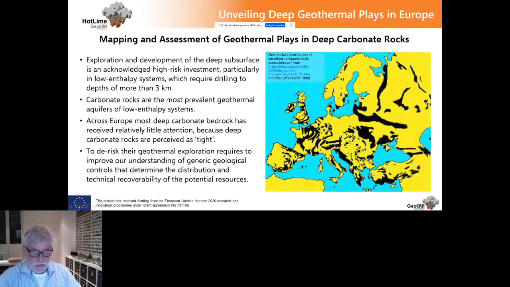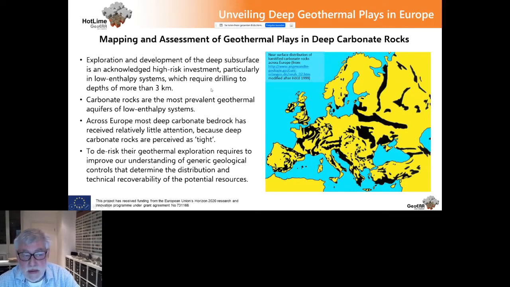Okay, so for the mapping and assessment of geothermal plays we focused on the deep carbonate rocks, because deep carbonate rocks are the most prevalent geothermal aquifers of low enthalpy systems. And you see it on the map, that's the surface distribution. If you also take the subsurface, the areas where carbonates are present are much larger.